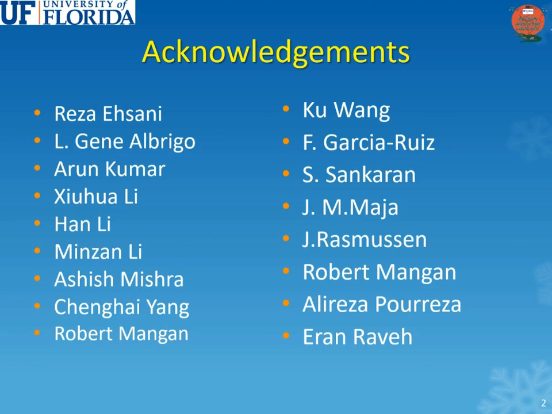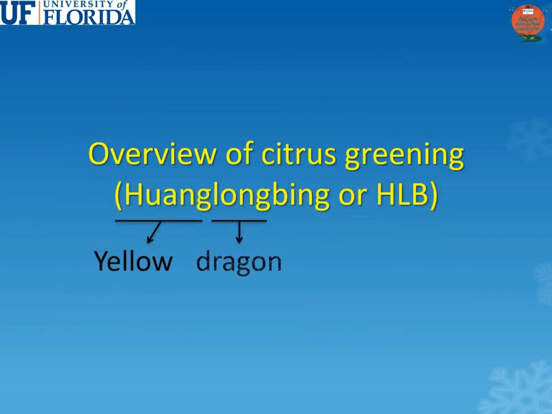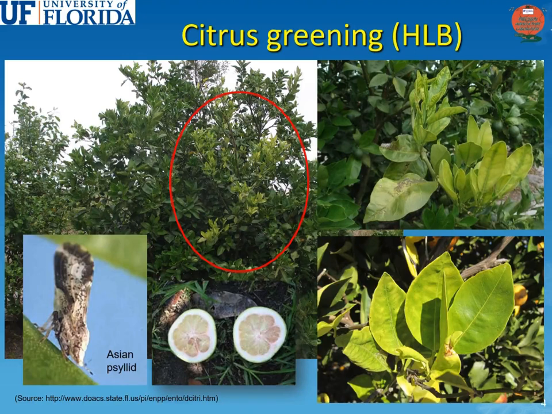You all know HLB is the yellow dragon disease, or Huanglongbing, and you are familiar with this picture here. The Asian citrus psyllid is the vector, and there are lopsided fruit and light green and yellowish green canopies.